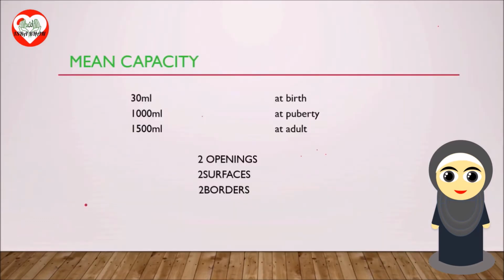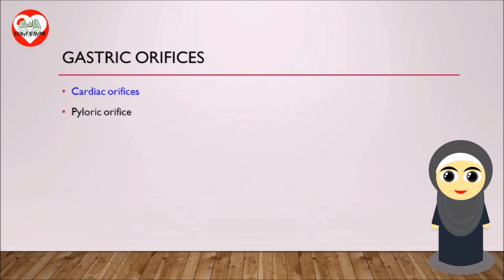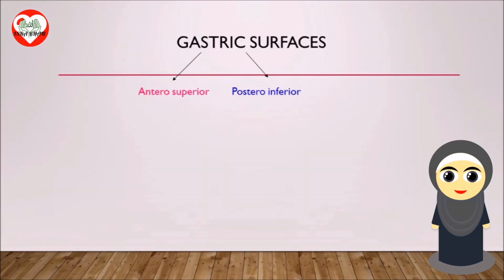Mean capacity of stomach is 30 ml at birth, 1000 ml at puberty and 1500 ml in adults. There are two openings, two surfaces and two borders. Gastric orifices are two: cardiac orifice and pyloric orifice. There are two curvatures, lesser curvature and greater curvature. There are two surfaces, anterior superior and posterior inferior.